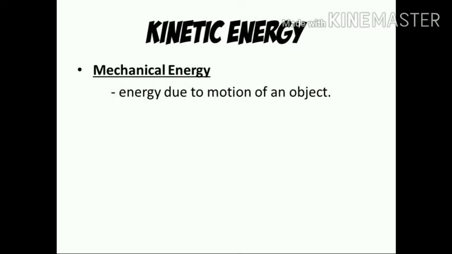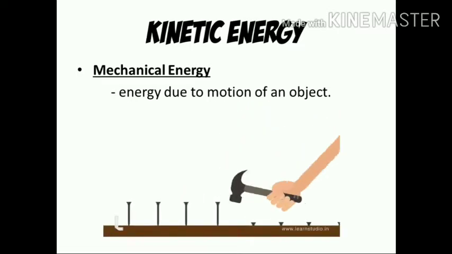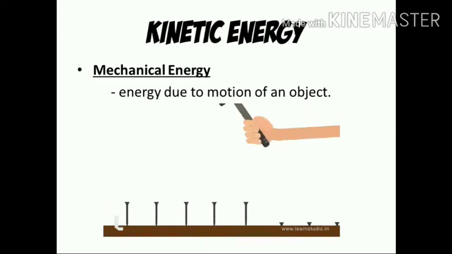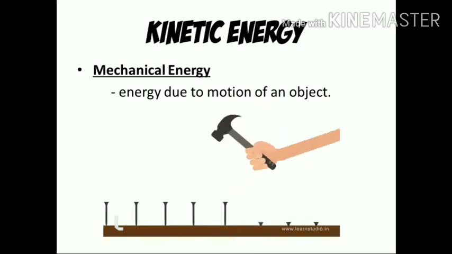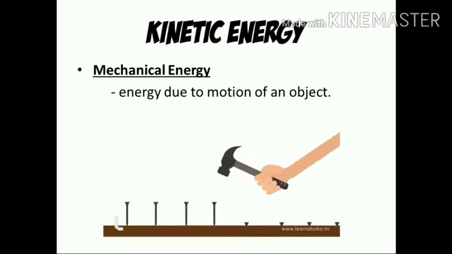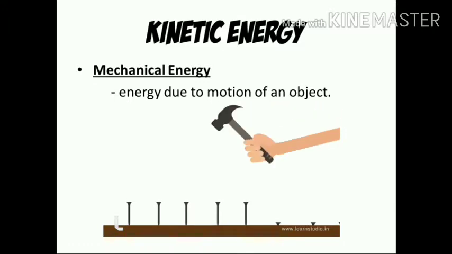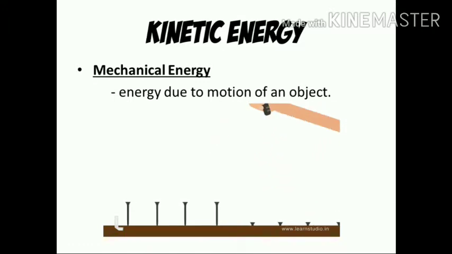So ano yung example natin doon? Halimbawa, itong martilyo at pako. So dahil ang martilyo ay gumagalaw dahil sa kamay ng tao at pinupukpok ito yung ating nails, so nagkakaroon po ng tinatawag na mechanical energy. Mayroong motion of an object. So yun po yung isang mechanical energy.